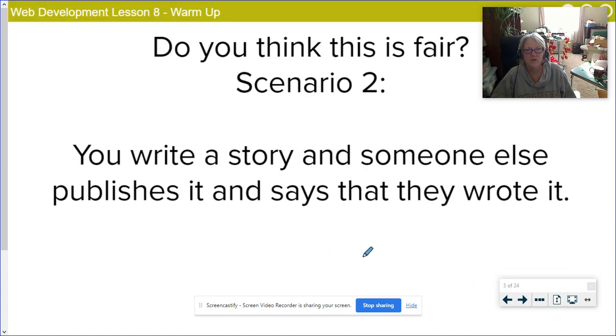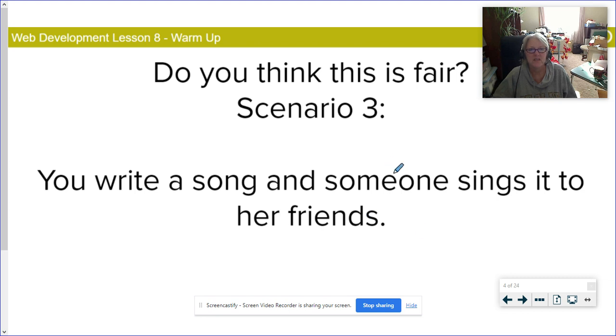Okay. How about scenario number 2? You write a story, someone else publishes it and says that they wrote it. Go. Psst, yeah, that one's totally not okay. Number 3, you write a song, someone else sings it to her friends. Go.